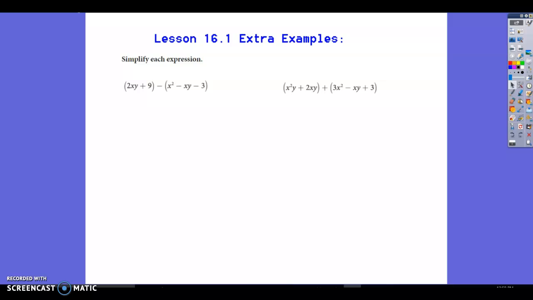Lesson 16.1. I'm going to take a few minutes to go over some extra examples just to make sure that you are clear, as this is an important standard.